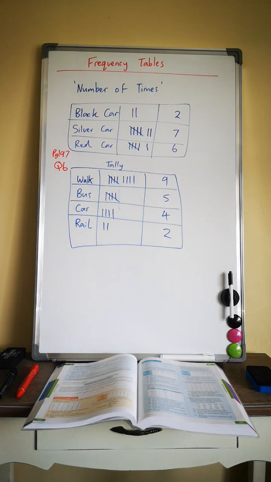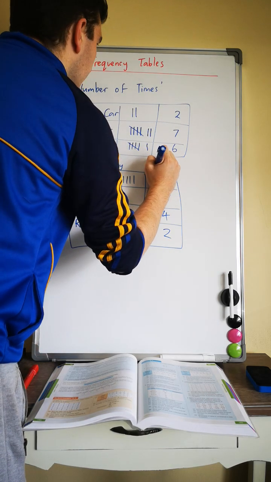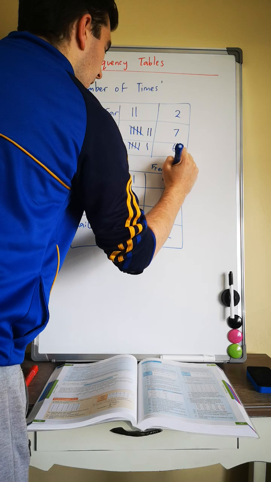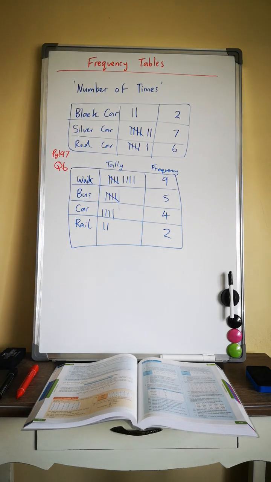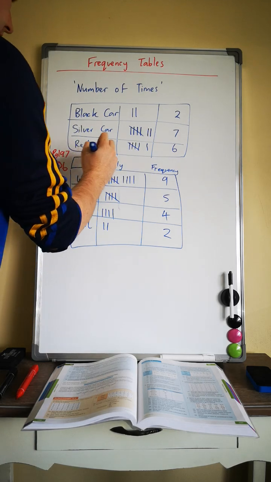Okay, because that's your tally. And then this would be your frequency. Okay, so then you have to answer some questions. So first thing you have to do is sort into a frequency table. That's that. Done. Okay, let's do another.